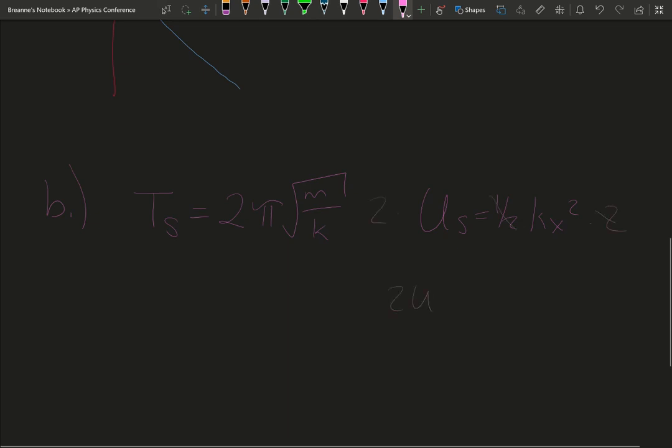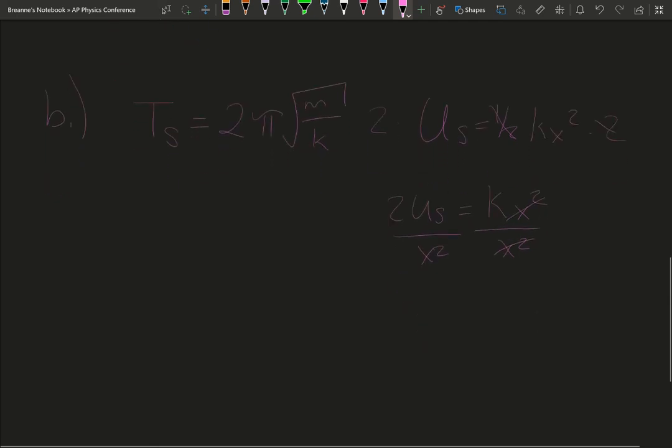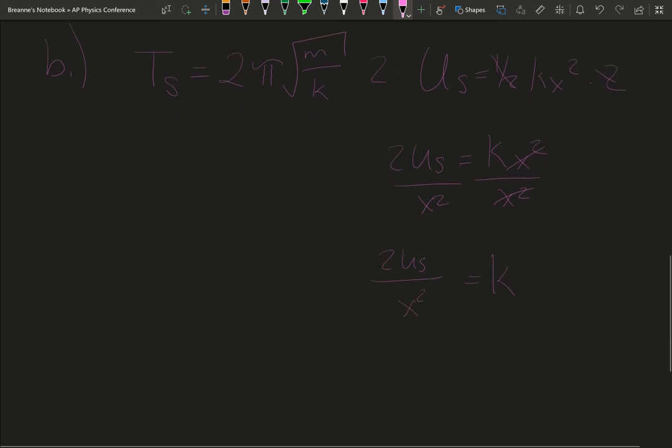So we're going to get 2 times the spring potential equals Kx squared. I'm trying to get K by itself. So we get that our spring constant equals 2 times our spring potential over x squared.